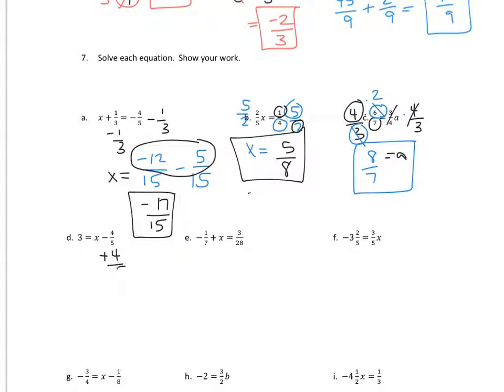you're going to add 4/5 to each side. So it's 3 plus 4/5. Okay, you need to get a common denominator here. So put a 1 underneath here. So this is going to be a 5 as a common denominator. So multiply 3 times 5 to get 15. So 15/5 plus 4/5 is 19/5.